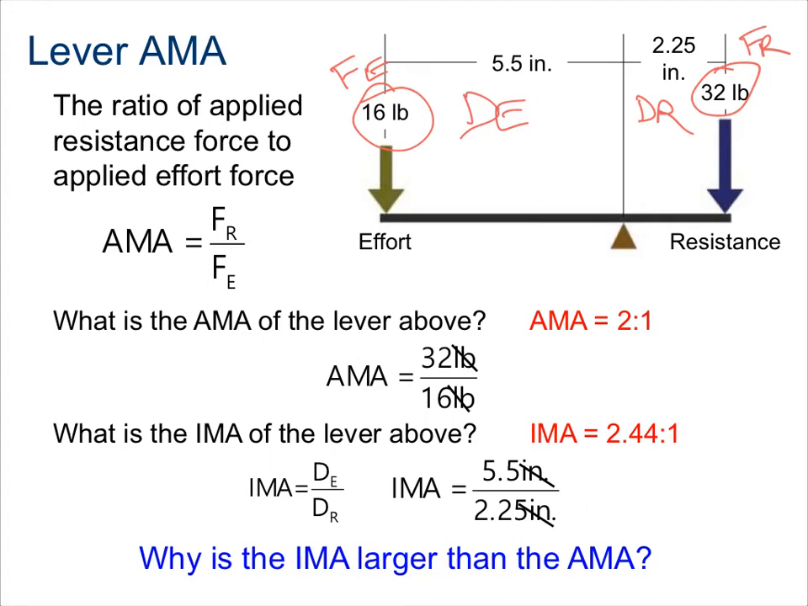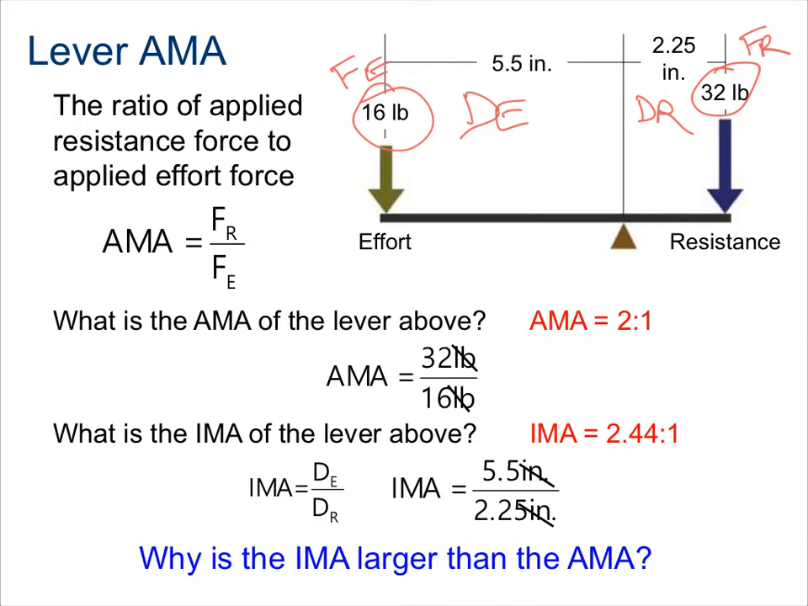Now consider this. Why is the ideal mechanical advantage always going to be larger than the actual mechanical advantage? Hopefully you understand from our lesson today that the reason why ideal mechanical advantage is larger than the actual mechanical advantage is because ideal mechanical advantage does not take into account friction. We're always going to have to use a little bit more effort in actual mechanical advantage to overcome that resistance of friction.